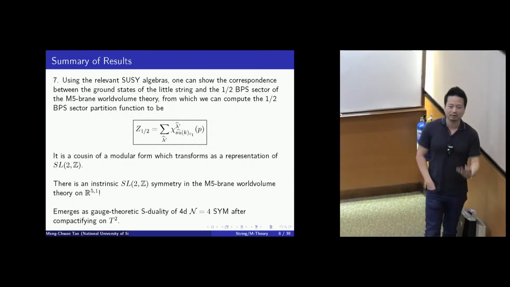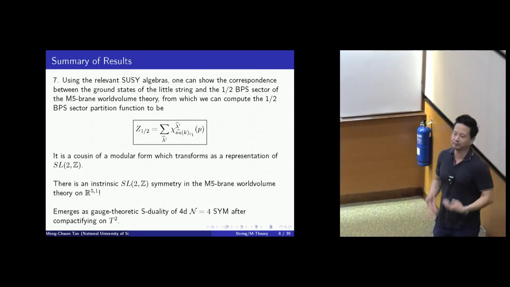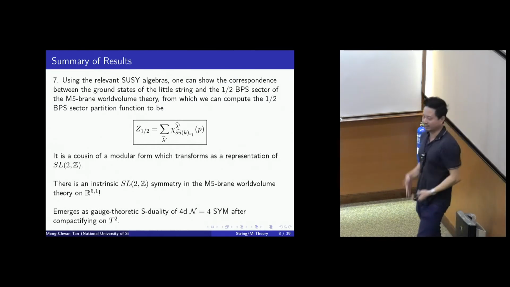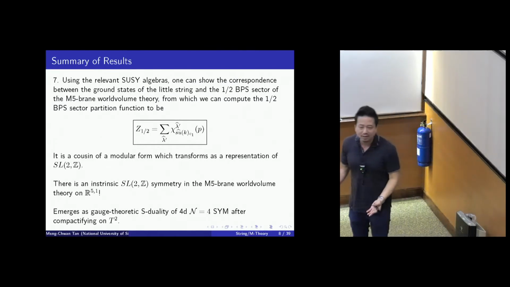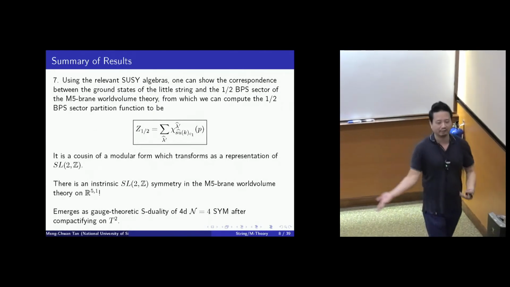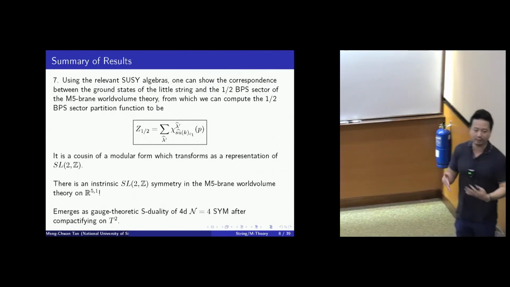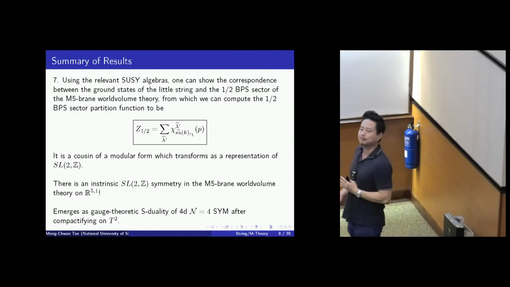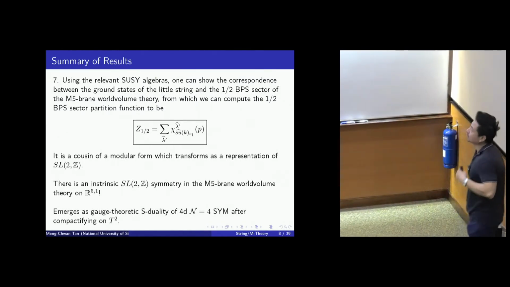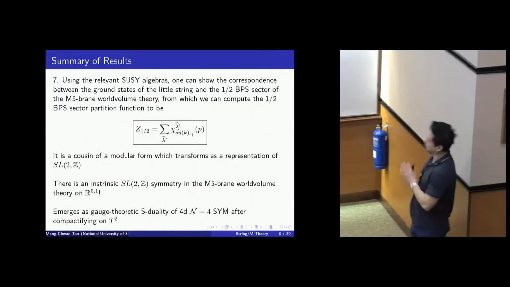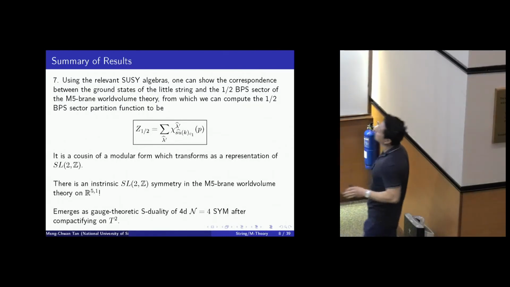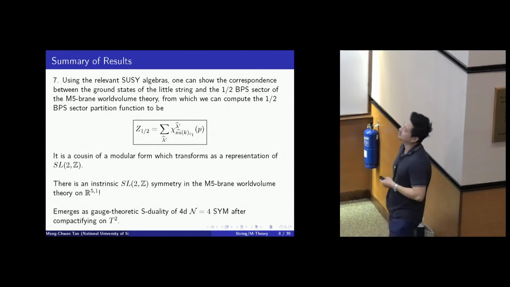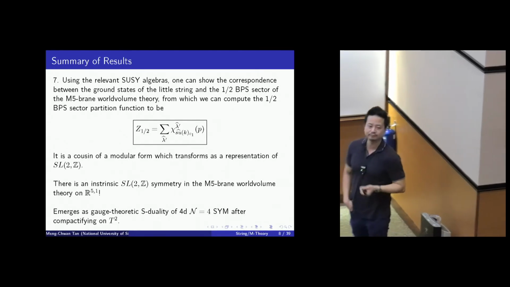Okay, M5-brane world volume. Of course, there's a very nice connection between the NS5-brane and the little strings that live in it. I mean, in M theory, the NS5-branes become M5-branes. The little strings become the M2-branes wrapping the 11th circle. So that's where through this connection, we can say something about the M5-brane. Okay? So using the relevant supersymmetry algebras, which we will show explicitly, one can show the correspondence between the ground states of the little string and the half BPS sector of the M5-brane world volume theory.